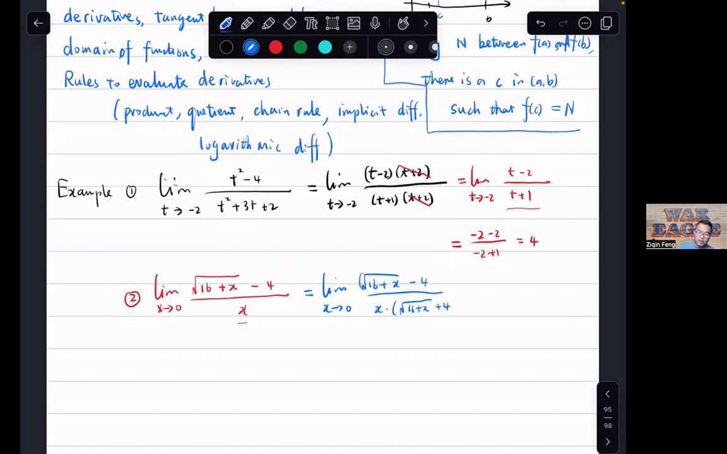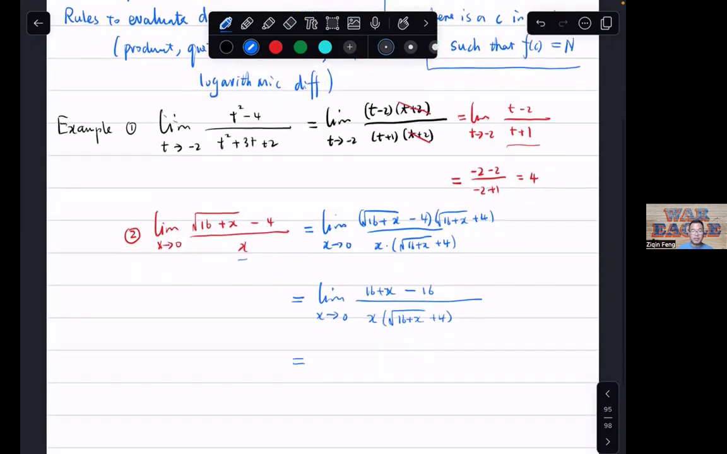So that's the conjugate of the numerator, sqrt(16 + x) + 4, right? After you do that, simplify the numerator. So this is sqrt(16 + x) squared, the square of the first term, minus the square of 4, which is 16. So this is equal to, now you can see that 16 minus 16 is 0.